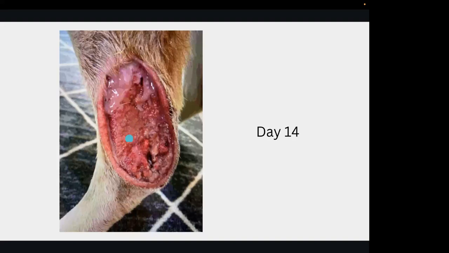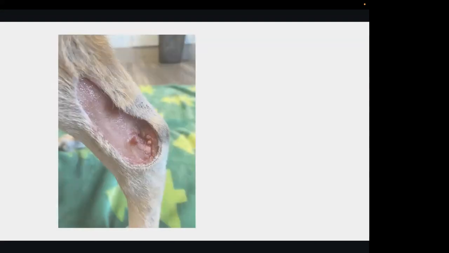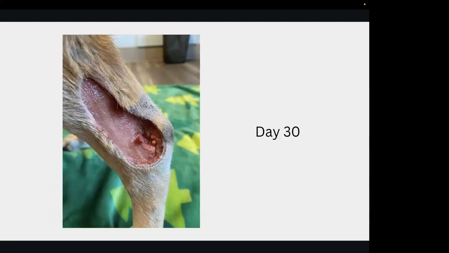I mean, this is granulation tissue under there, but I am not a surgeon. I am not an ER doctor. I do not deal with wounds, and this definitely grossed me out. This was traumatic for everyone involved. But this is what it looked like day 30.